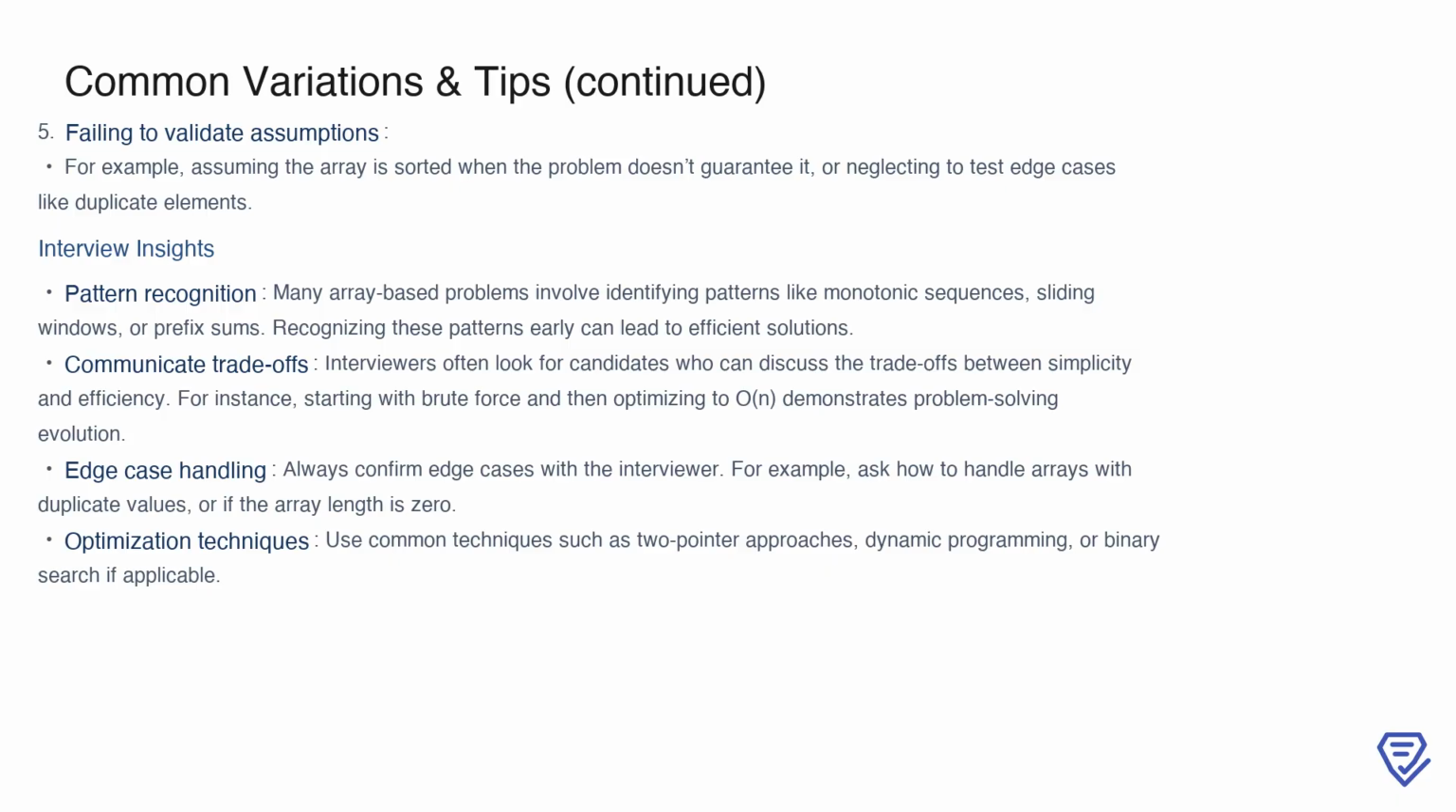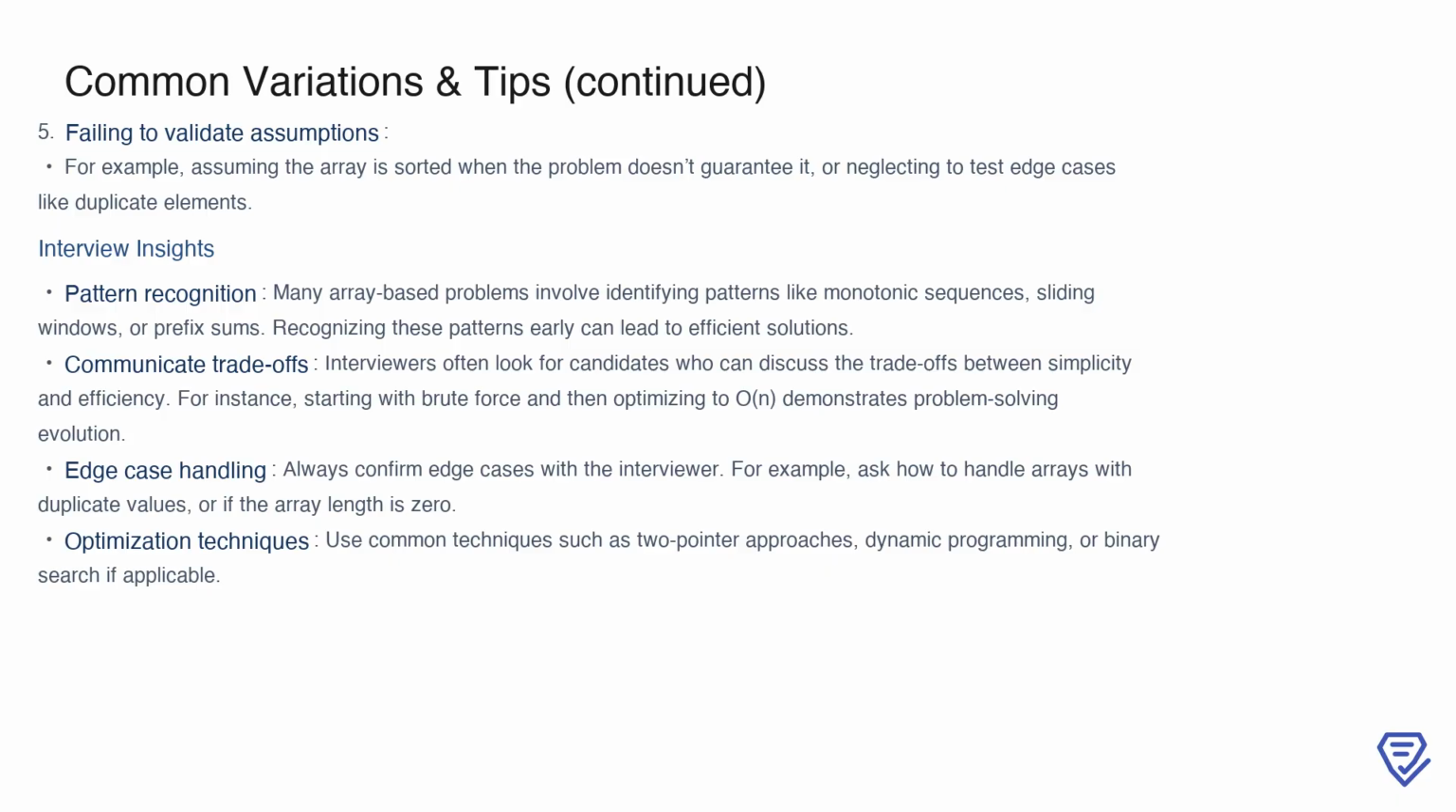It's also important to communicate trade-offs clearly. Interviewers value candidates who can start with a simple brute force approach and then optimize it, demonstrating a clear problem-solving progression. Handling edge cases effectively is another skill interviewers look for. For instance, you should confirm how to handle arrays with duplicates or zero-length arrays. Finally, optimizing your solution using techniques like two-pointer methods, dynamic programming, or binary search can make a big difference in both efficiency and clarity.